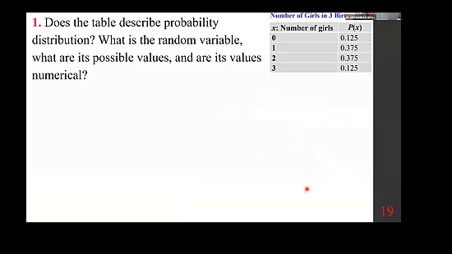Does the table describe a probability distribution? What is the random variable? What are its possible values? And are its values numerical? Take a look at the table. We have the x and p of x. When it comes to a discrete random variable, we have two columns, one representing the random variable x and one representing its probability, p of x.